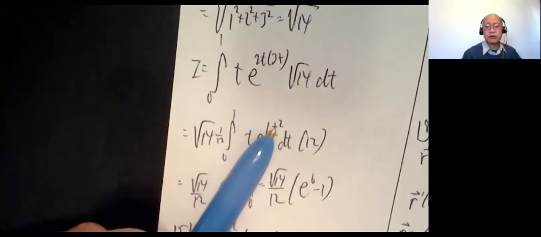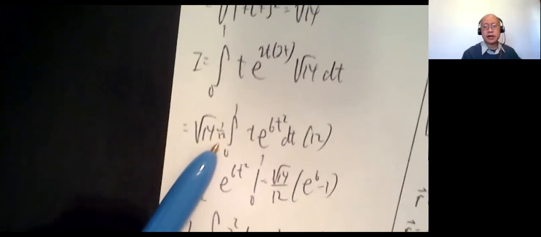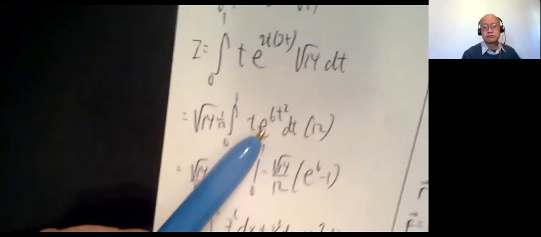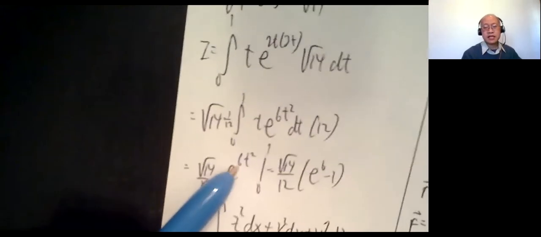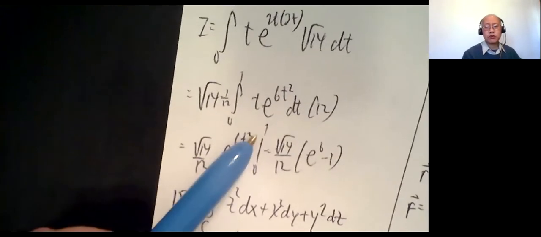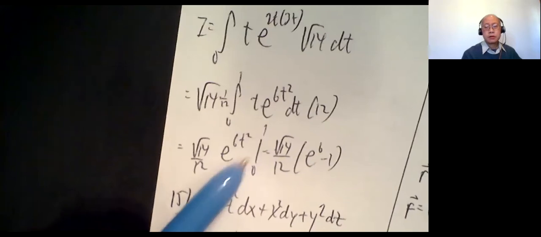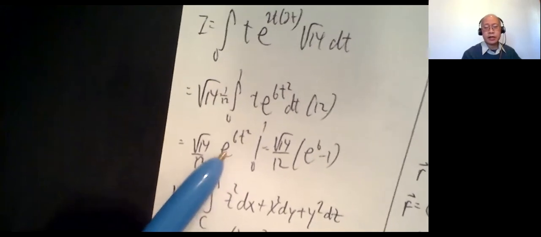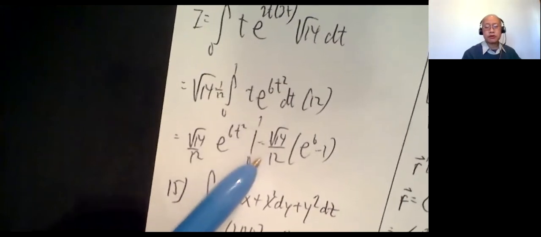Okay, then by u substitution, if u is 6t squared, the derivative is 12t. So I need a 12 inside and a 1/12 outside. So you'd be integrating e to the u. What's e to the u? e to the 6t squared. So I have radical 14 over 12, e to the 6t squared from 0 to 1. Plug in 1, you have e to the 6. Caution, when you plug in 0, you do not get 0, right? e to the 0 is not 0, e to the 0 is 1. So final answer, radical 14 over 12, e to the 6th minus 1 this time.